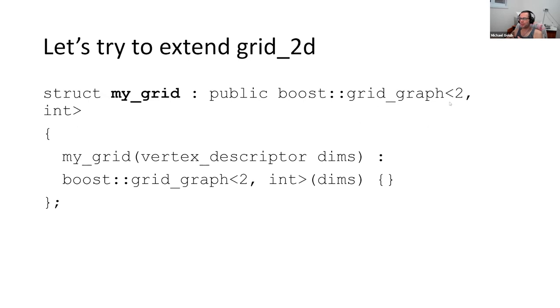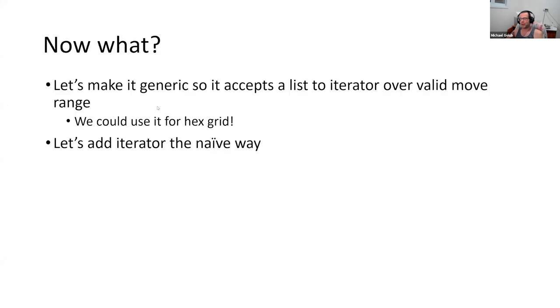So I subclassed from grid graph, and after I switched to calling the function with the full list of arguments and not with property maps, with parameter, not the overload with parameter library, it actually compiled. Then I said, hey, my grid, now we want.